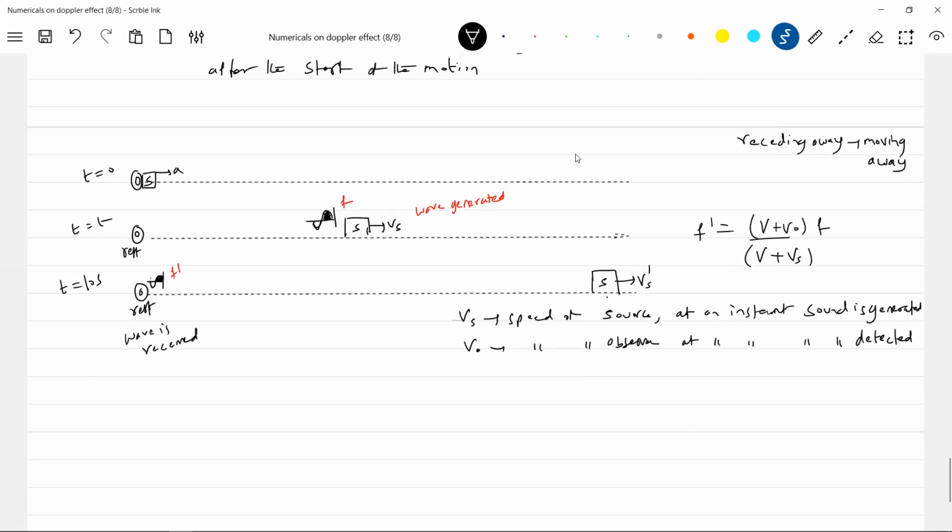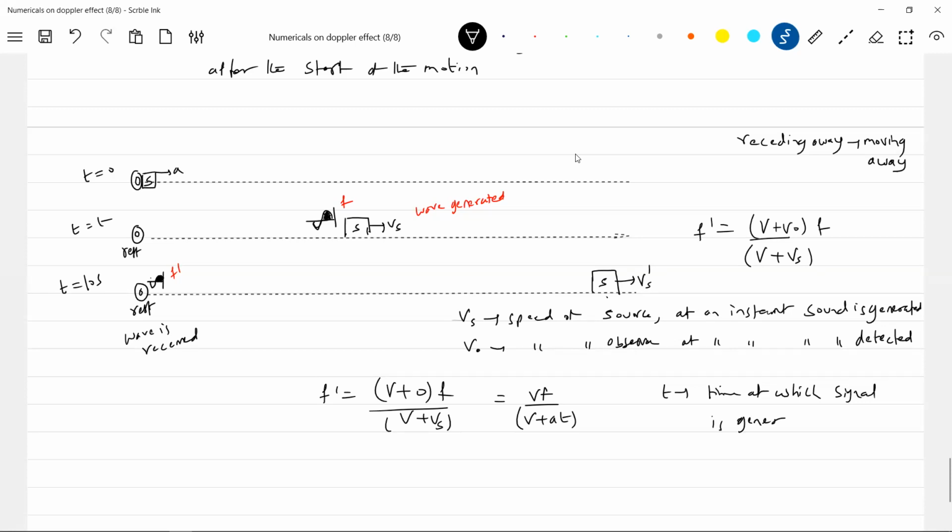So let's get into the calculation part. f dash is equal to f times v plus 0 by v plus vs, plus because the source is moving away. But we don't know vs. Vs is the speed at the instant at which it is generated, so this becomes v plus a t. So we want the time t at which the signal is generated. How to calculate this t?